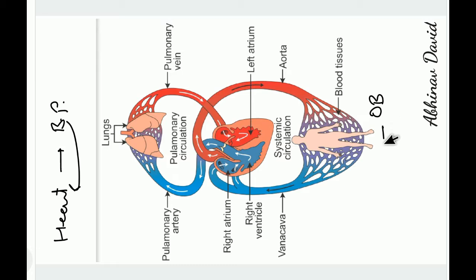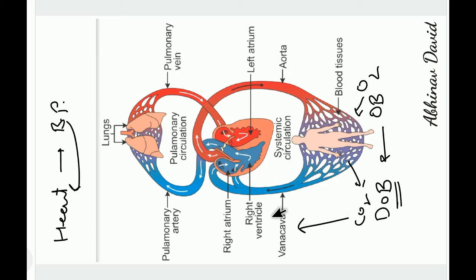blood changes to deoxygenated. How does it get changed? It gives oxygen to the different body parts and tissues and takes carbon dioxide. The blood which contains carbon dioxide is deoxygenated blood. This deoxygenated blood is sent to the heart again by the vena cava into the right auricle, and from the right auricle it goes to the right ventricle, and from there it goes to the pulmonary artery where the oxygenated blood is formed back.